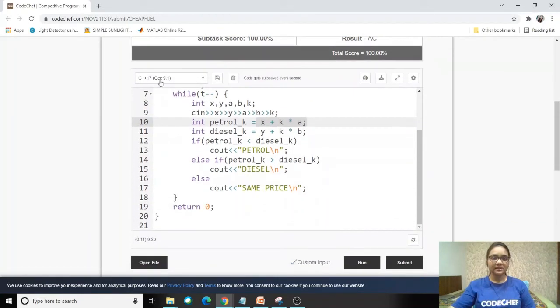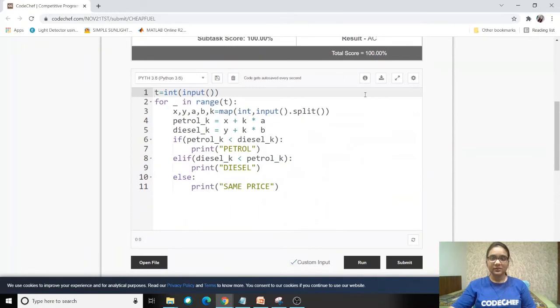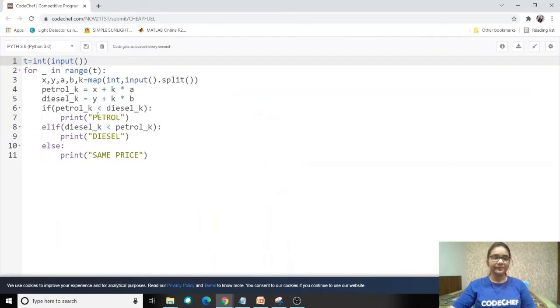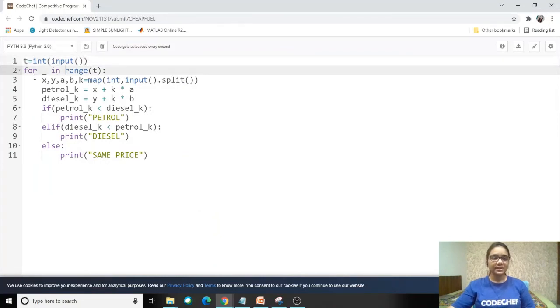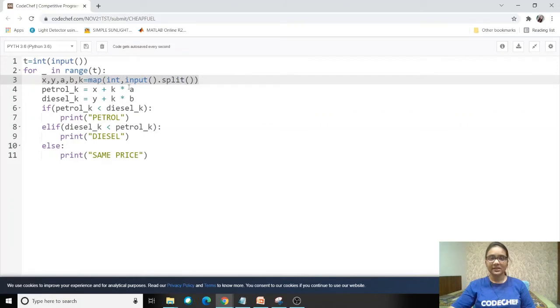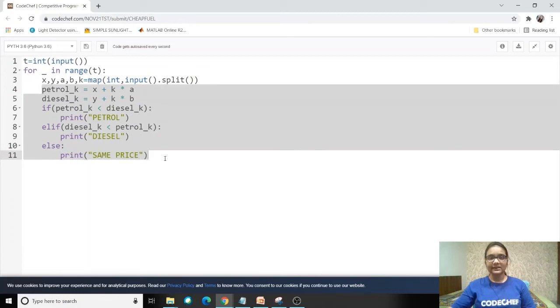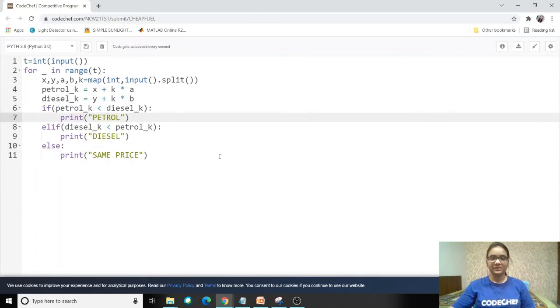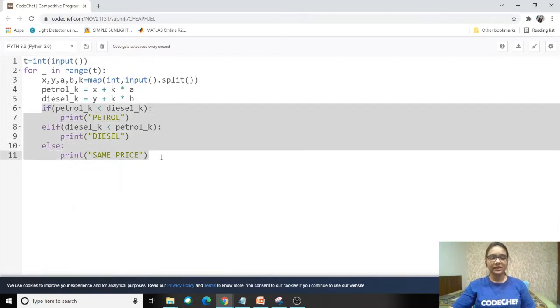Now we will also be seeing the code in Python. So let's see the code in Python. I have already typed it out. So first we are taking the input for the number of test cases. Then for each test case we are taking input for the prices and the month, kth month. Then it is the same thing. The code is exactly the same as we did in C++. Just the syntax is different. So I'm calculating the price of petrol and diesel at the end of kth month, and then using the if conditions to find out which one is lesser, and if not lesser, then we will print same price.